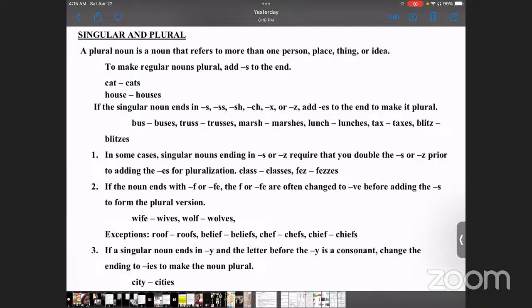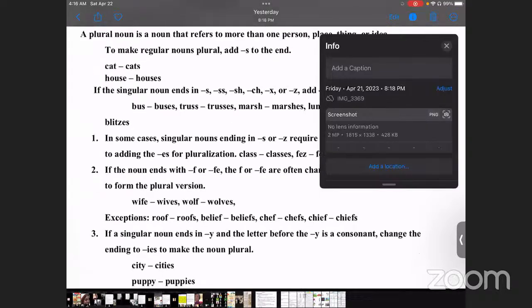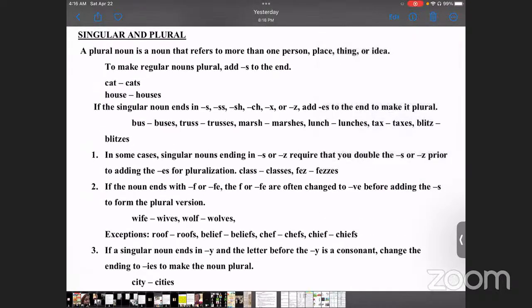And another word is wolves. W-O-L-F changes to W-O-L-V-E-S. So these are things that you will find along the way. Exceptions: roof. For roof, instead of changing the F to I-E-S, we only add S, roofs. Likewise chef and sheep.